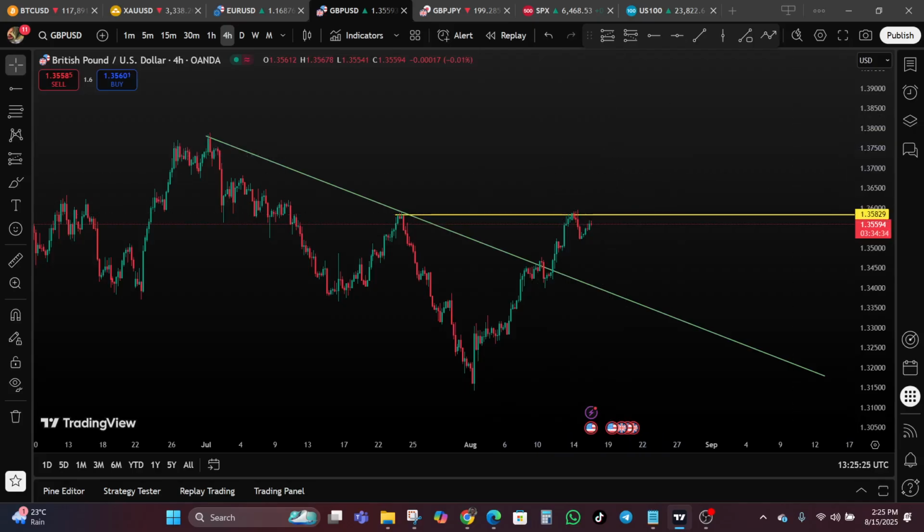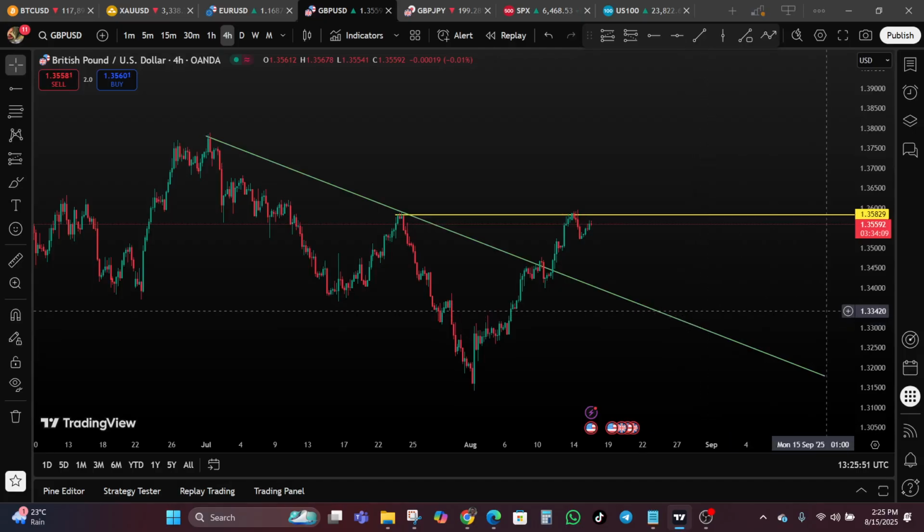One big mistake traders make is assuming that every small imbalance is an SMT divergence. Always check that your chosen instruments are truly correlated and that the divergence occurs at a meaningful market level. So basically, this is the breakdown on how to identify and trade SMT divergences. Apply it with discipline and you'll start spotting market intent more clearly than before.